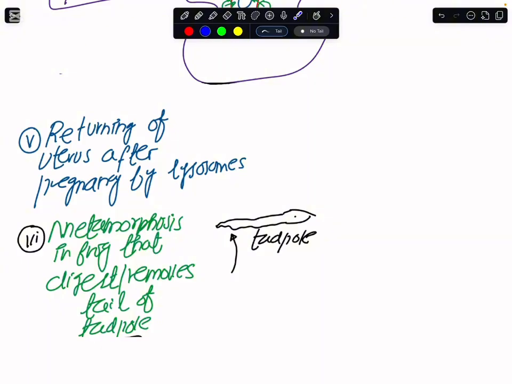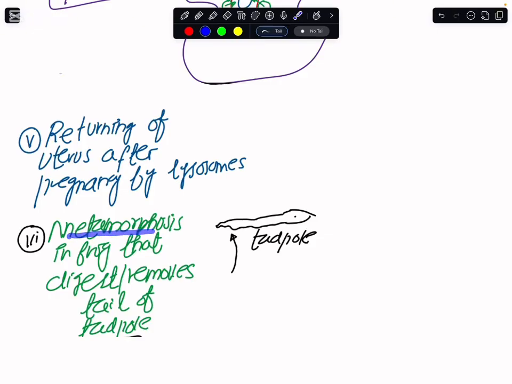So at that time again, the lysosomes contribute their role. They excrete digestive enzymes, and when those digestive enzymes are released, some part of the uterus is digested, and as a result the uterus reverts back to the original size. Now again, there is a phenomenon that happens in frogs, and this is the metamorphosis.